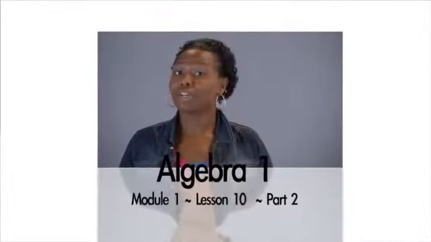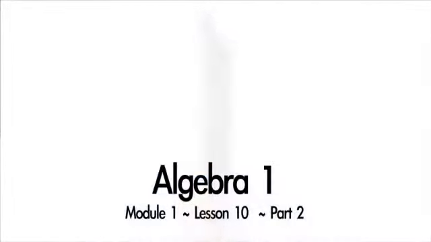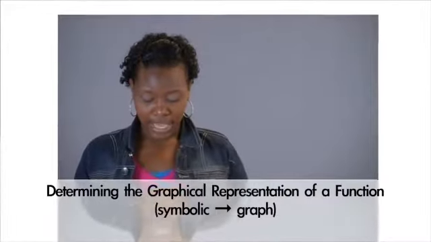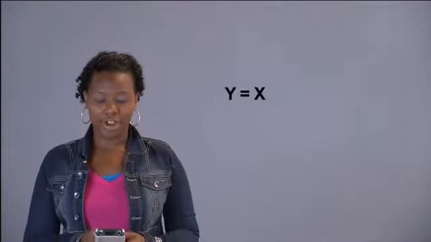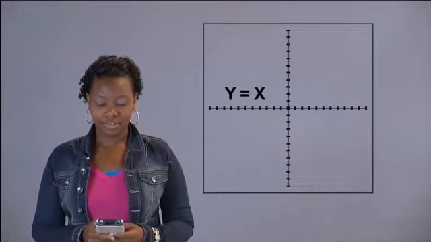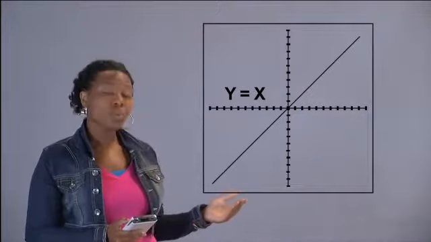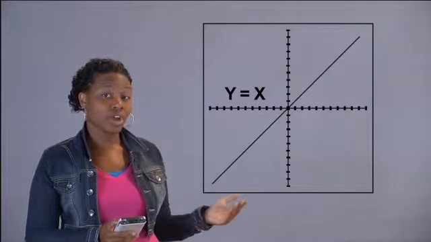So now I want to use the graphing calculator to show you what the parent function looks like. Okay? To do that, we're going to go to the y equals, type in y equals x, and then we're going to graph it. So you can see what y equals x looks like on the graphing calculator.